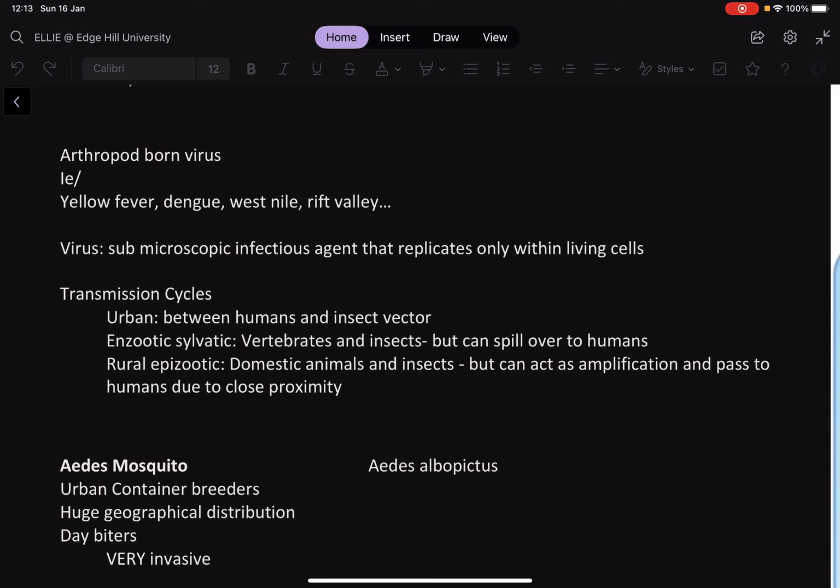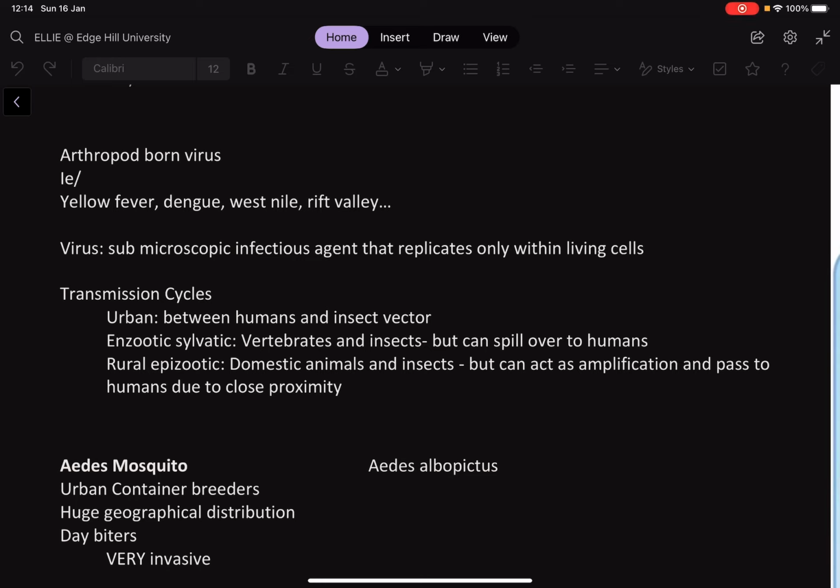There's enzootic, which I apologise if I'm not saying that right, which is between insects and vertebrates, but this can spill over from the vertebrates to us. So vertebrates are things like monkeys and rats and stuff.